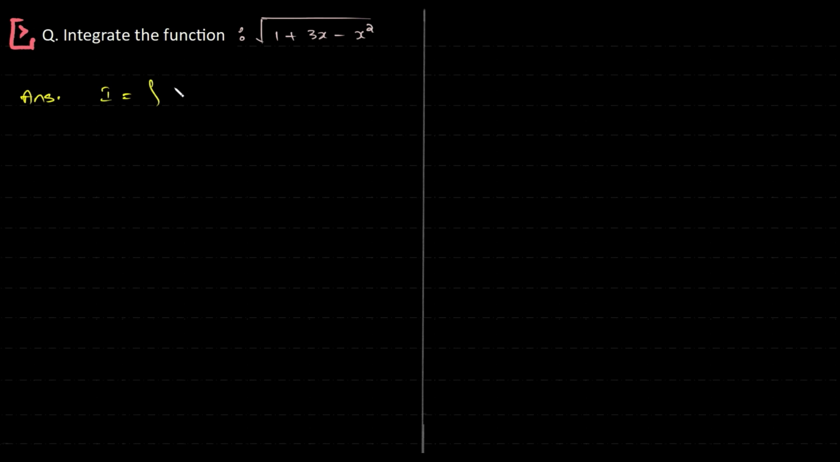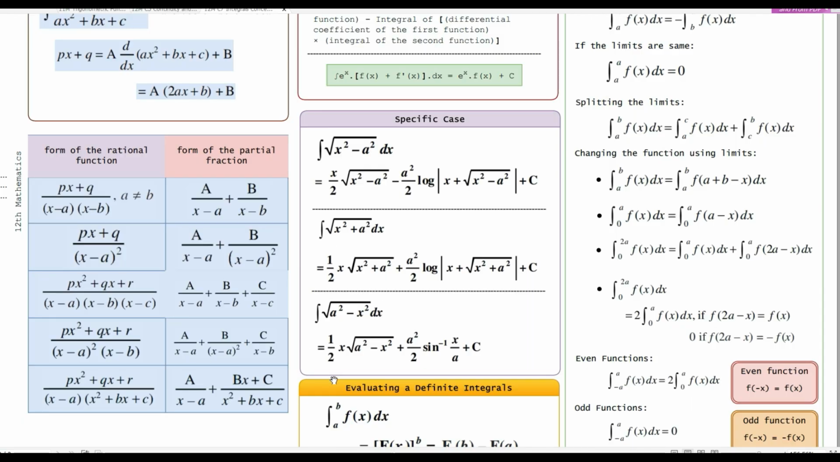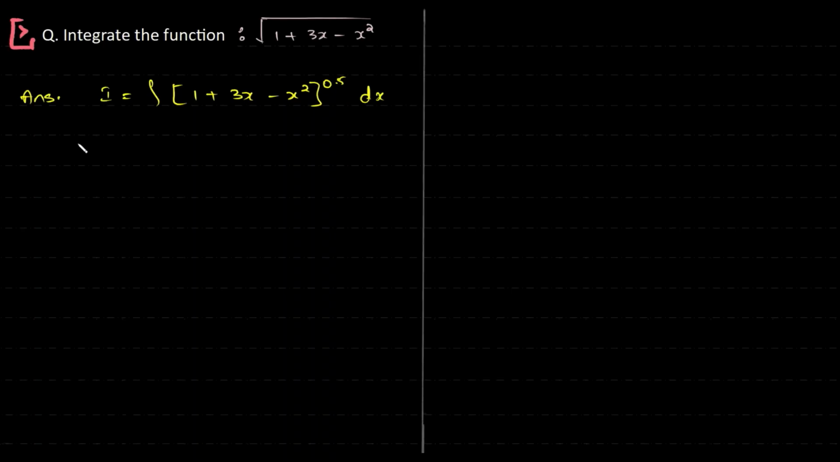We have to integrate (1 + 3x - x²)^0.5 dx. Of course, it's one of these forms. It doesn't look like it, so we have to convert it. How do we do that? Yes, with the help of the completing the square method. For that, we need to consider the expression.